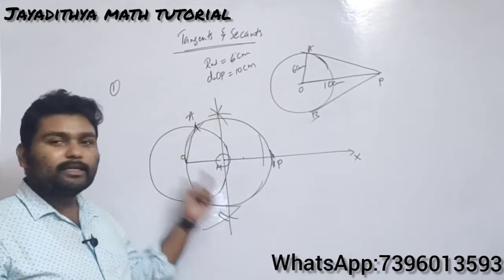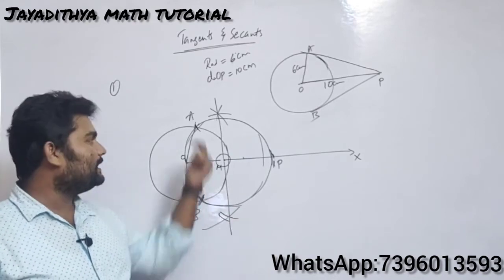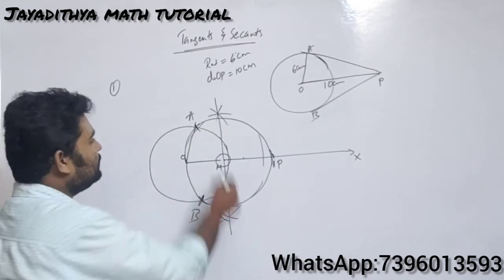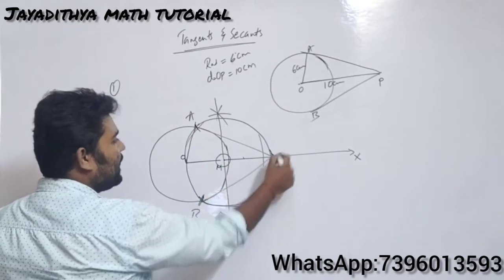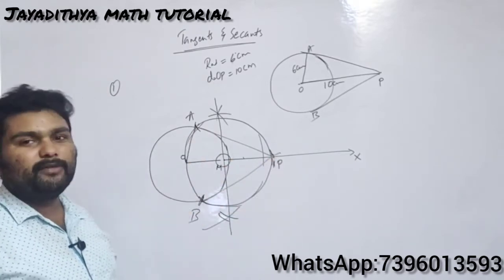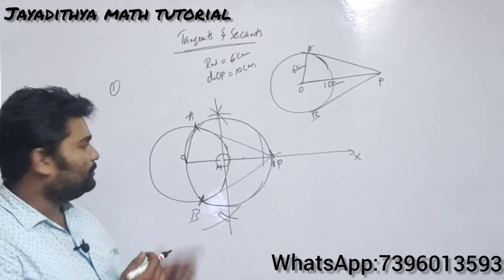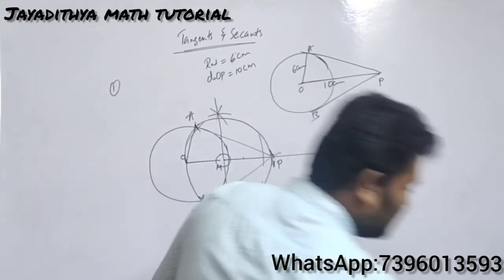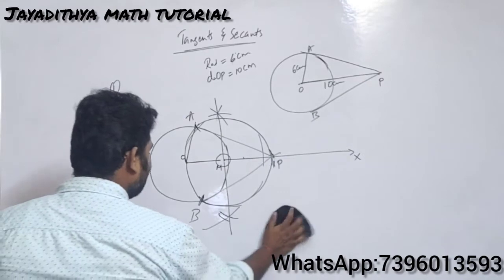So the circle you have drawn now cuts our original circle at two different points, that is A and B. Now you join PA and PB. Then PA and PB will be the required tangents here. Clear? I hope this concept is clear for you.